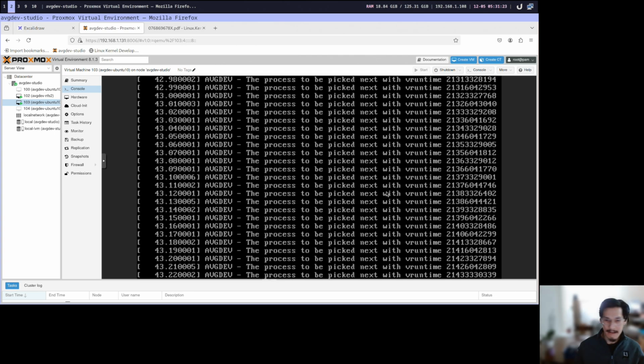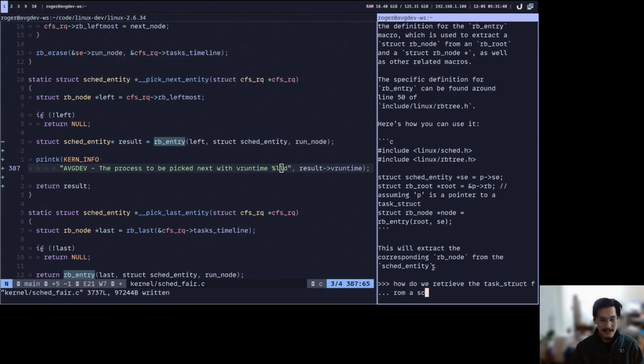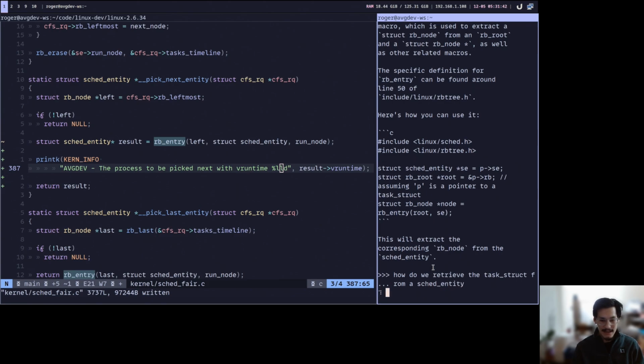Okay, so we know we can get all these numbers now, and now I would like to actually get the task struct associated with it. So it should be a little easier now. So how do we retrieve the task struct from a sketch entity?